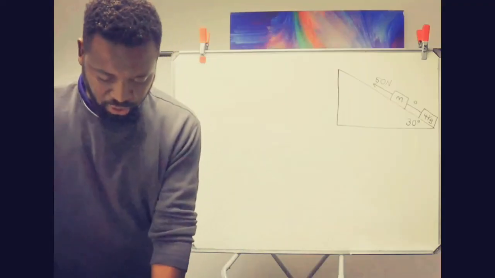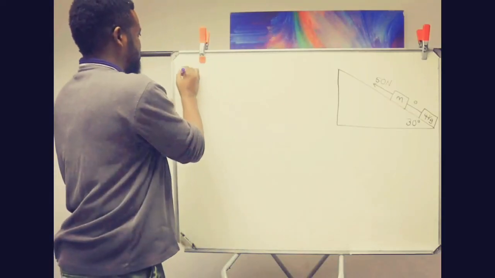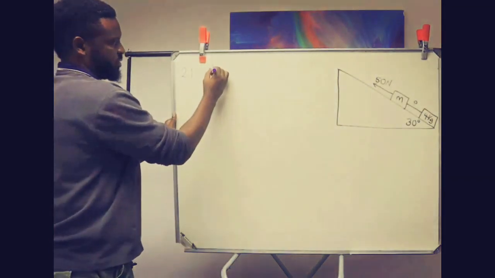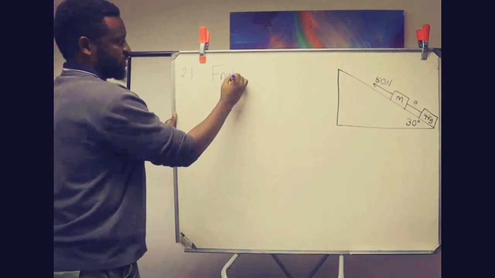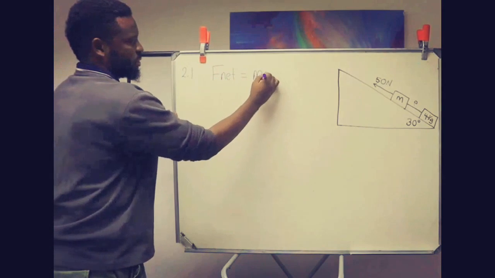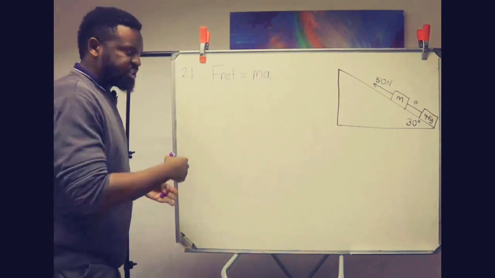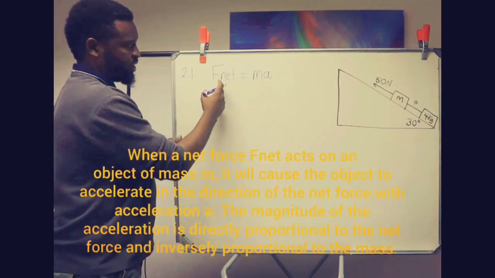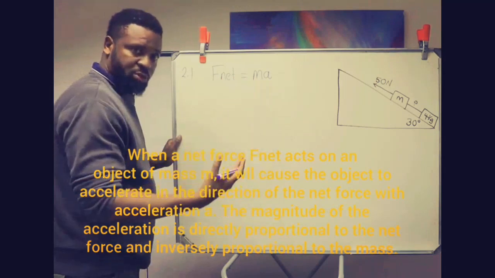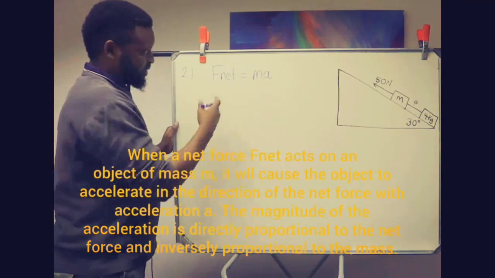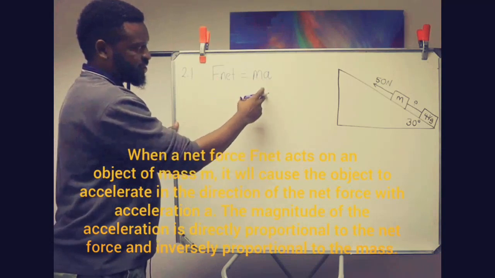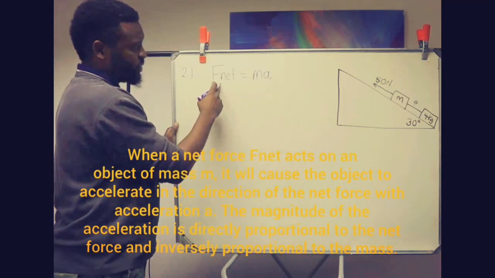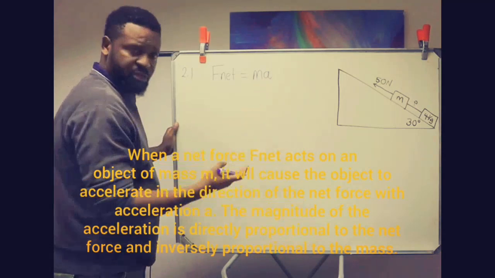It says state Newton's second law in words. Now at this stage there are two versions of Newton's second law that we can discuss. The first one says F net is equal to ma. So according to this version, when you're writing it out in words, you'd say when a net force acts on an object of mass m, it will cause the object to accelerate in the direction of the net force with an acceleration of magnitude a. The acceleration is directly proportional to the net force and is inversely proportional to the mass.